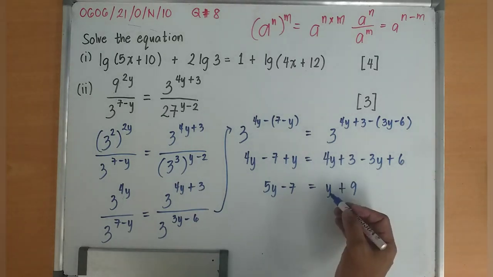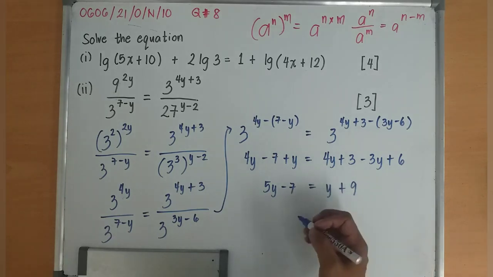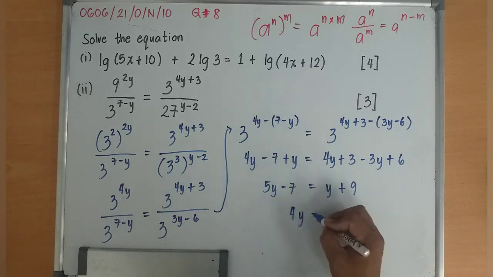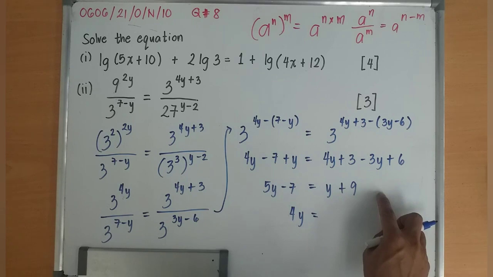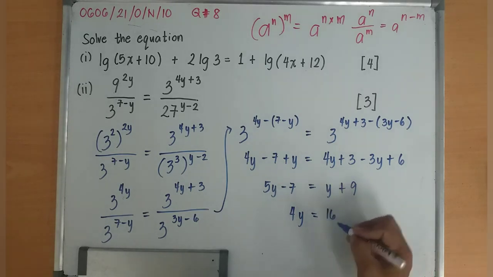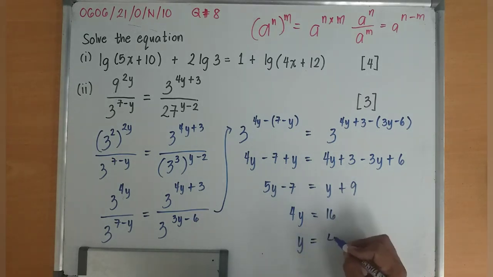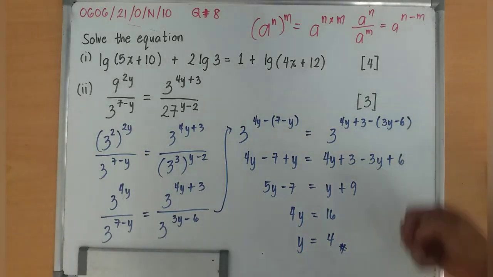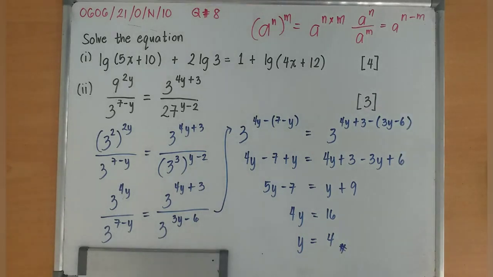I'll move this y, subtract both sides by y, I'll have 4y. Then I'll add both sides by 7, I'll have 16. So y is equal now to 4. Finally you've got the answer, y is equal to 4 for number 2. Then you will get 3 marks. You will see the marking scheme later on how you get 3 marks.